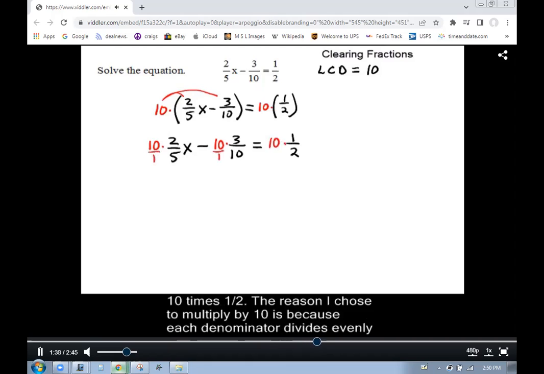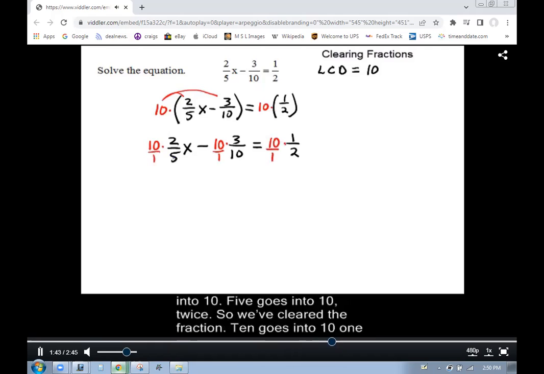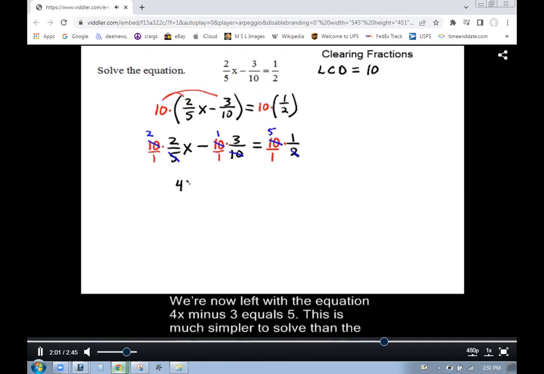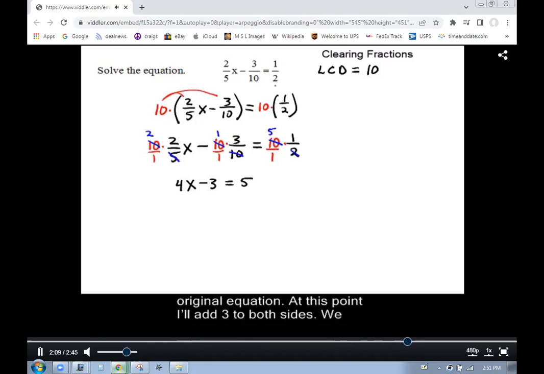The reason I chose to multiply by 10 is because each denominator divides evenly into 10. 5 goes into 10 twice. So we clear the fraction. 10 goes into 10 one time. And on the right, 2 goes into 10 5 times. We're now left with the equation 4x minus 3 equals 5. This is much simpler to solve than the original equation.